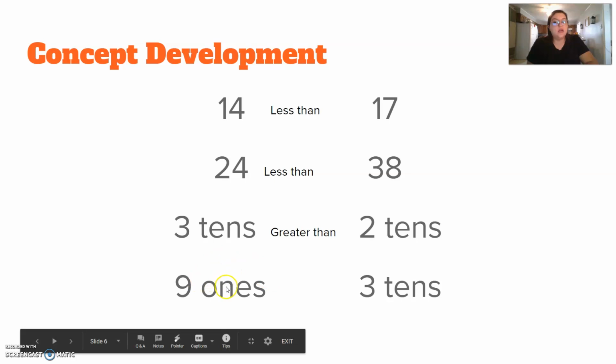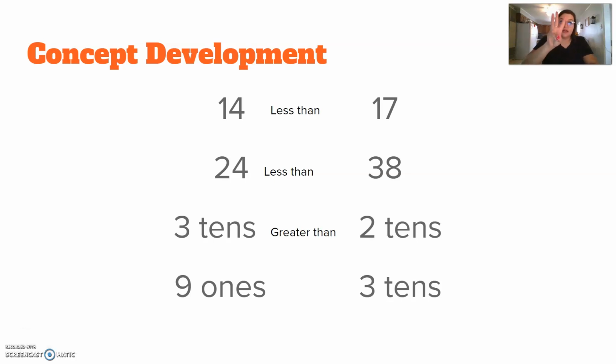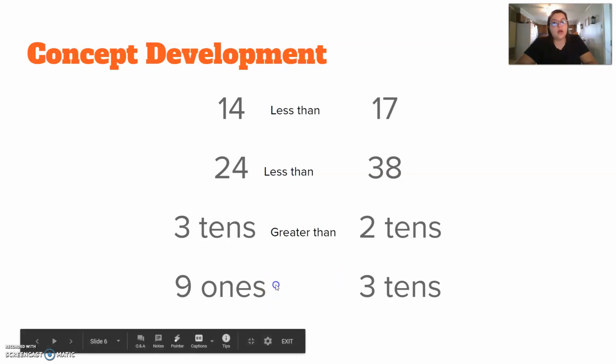Ooh, 9 1s, 3 10s. Well, what is 9 1s value? What is that worth? If you had 9 1s, how many would you have? 9, right? If you had 3 10s, you would have 10, 20, 30, right? So is 9 greater than, less than, or equal to 30? It's less than. 9 1s is less than 3 10s.